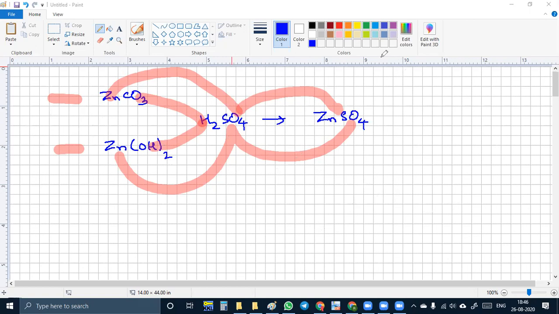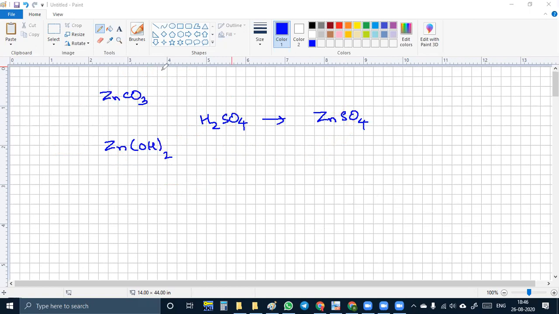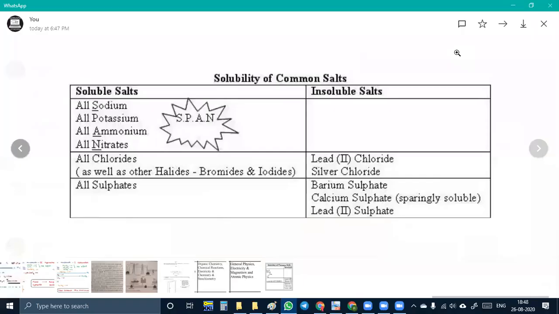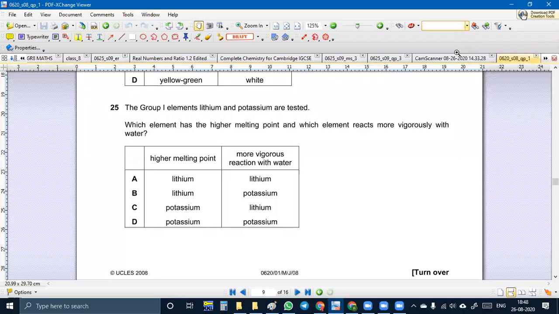And I have given you the solubility chart. You should recollect and learn that very well. Without that, you will never be able to solve such type of questions. Zinc hydroxide is also insoluble, so both of them will be solids. According to the solubility chart, all these are the soluble substances. So zinc hydroxide also will be insoluble. Rest all of the substances are insoluble. You should learn this chart very well.